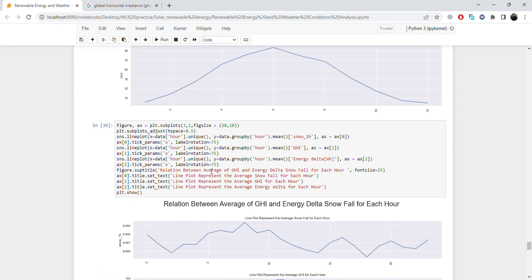Okay, here we have the hourly plot for the snow, the hourly plot for the GHI, and the same plot for the energy delta. What will we see here?